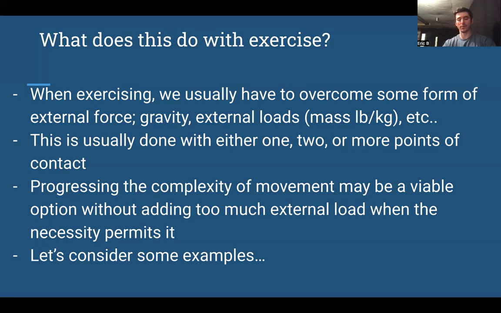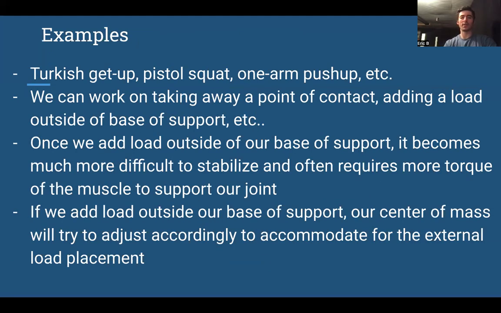So let's consider some examples of this. One I like to think about is the Turkish get-up. With the Turkish get-up, typically we have multiple different points of contact where we are lying on our back, or supine, and we have a relatively broad base of support, and we usually have one arm extended out with an external load over our center of mass. As we progress through this exercise, we start taking away different points of contact, and our base of support goes from really wide to more and more narrow. So it's a really great exercise to do that.